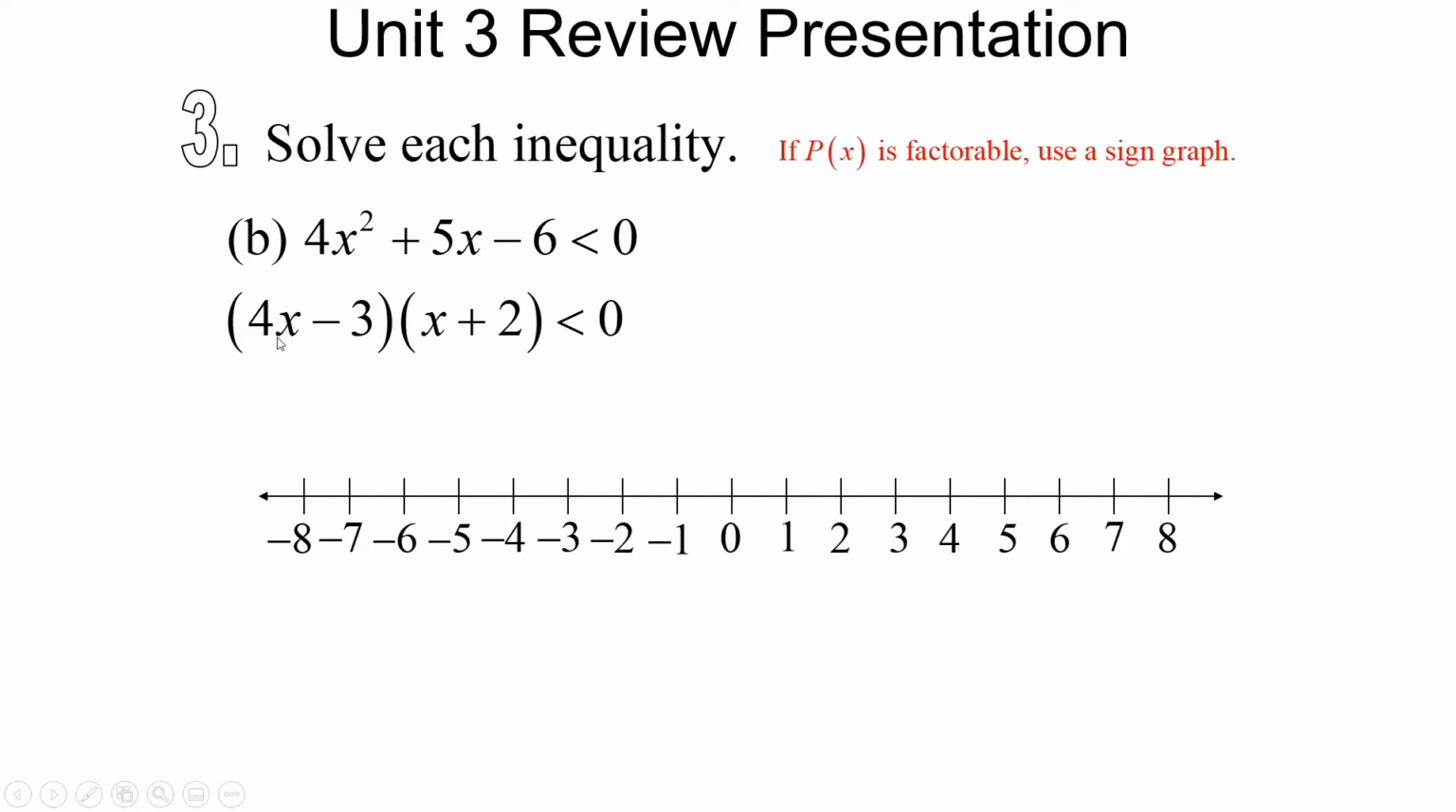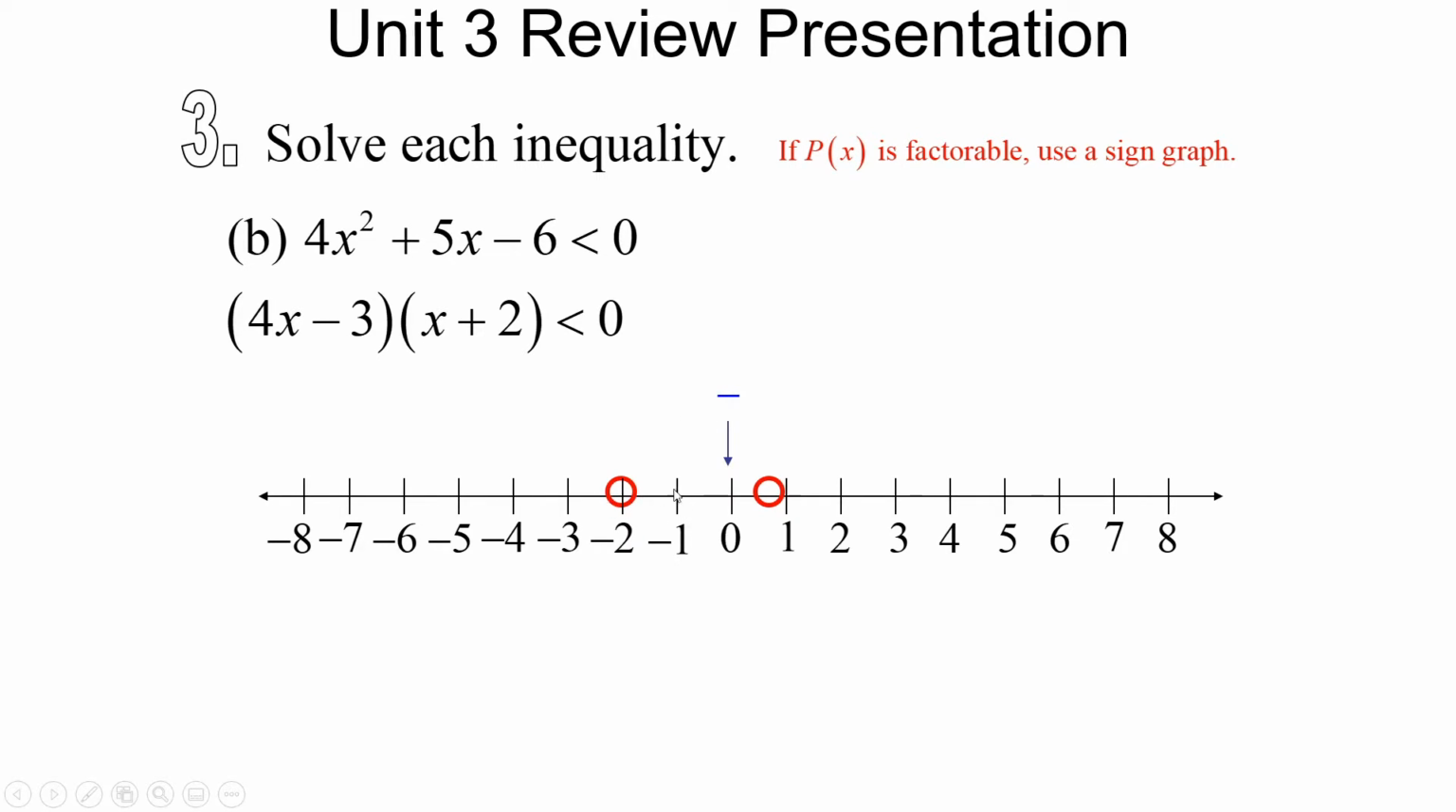A factor of 4x minus 3 gives me a root of 3/4. Right there. And notice the open dot because less than. And then a factor of x plus 2 gives me a root of negative 2. Right there with an open dot. Now let's use 0 as our test point. And if I plug 0 into my two factors, I get a negative times a positive is negative.